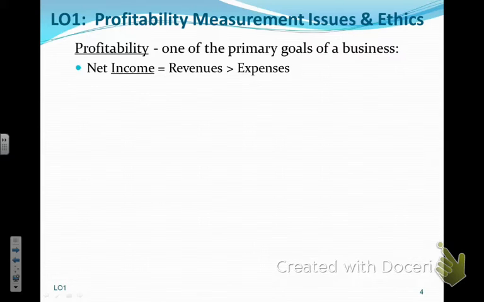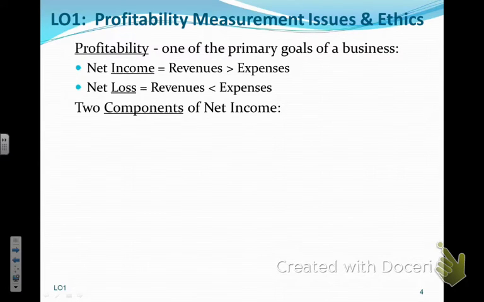It can be precisely defined as the excess of revenues over expenses. Simply, when revenues are greater than expenses, we have a net income. When expenses exceed revenues, then we have what is called a net loss. There are actually 2 components of net income.